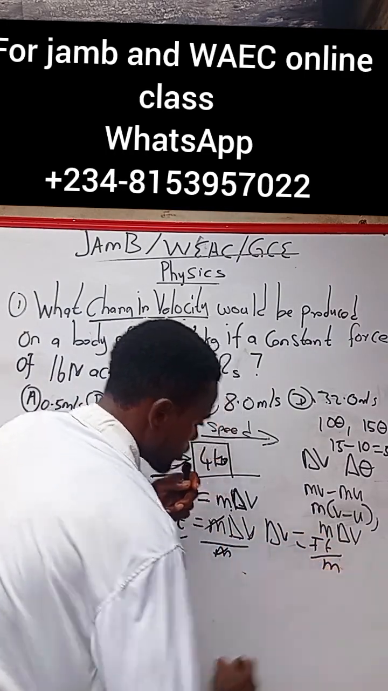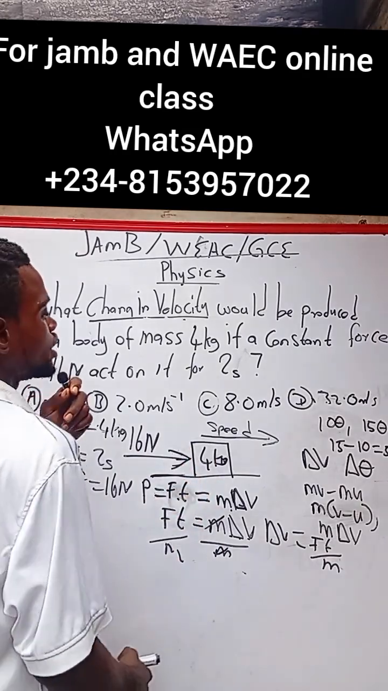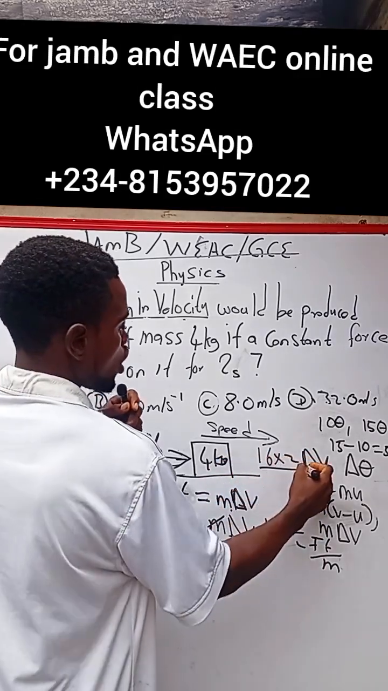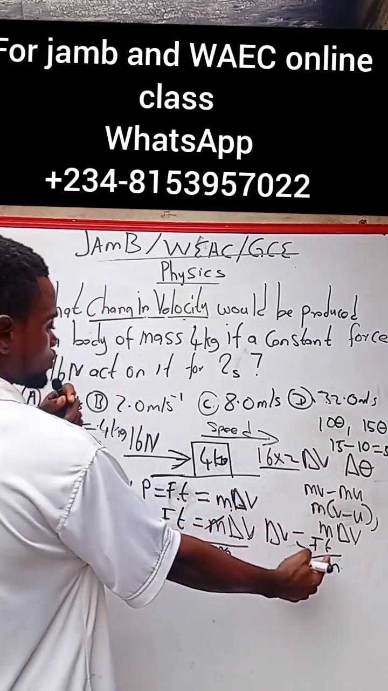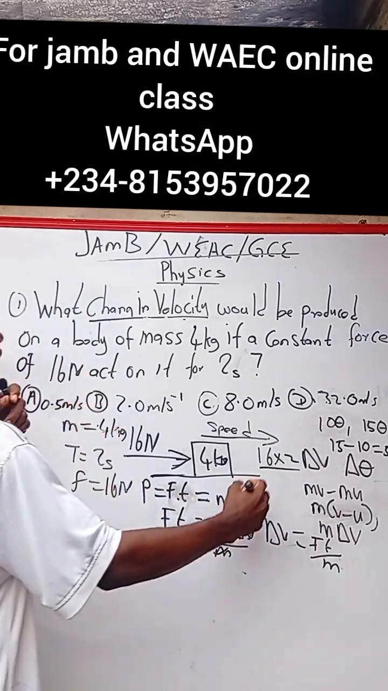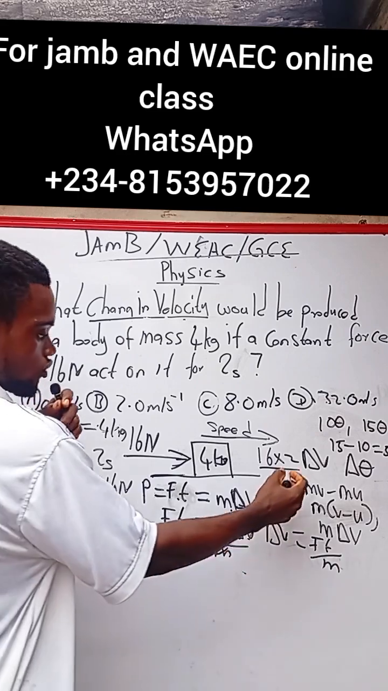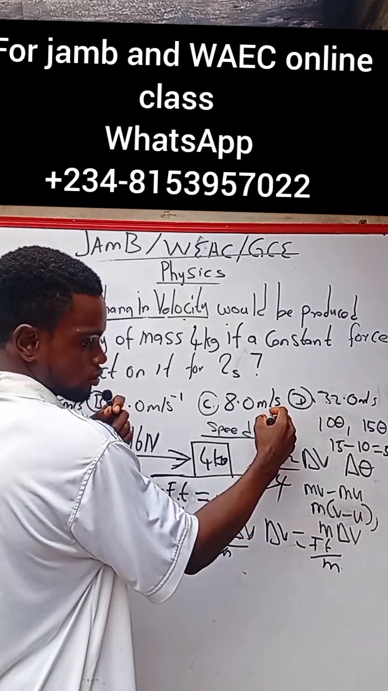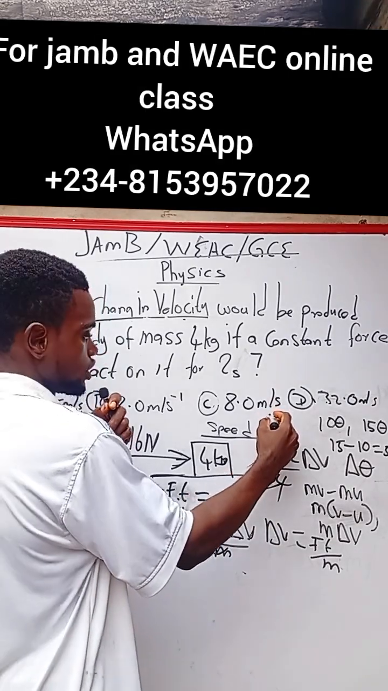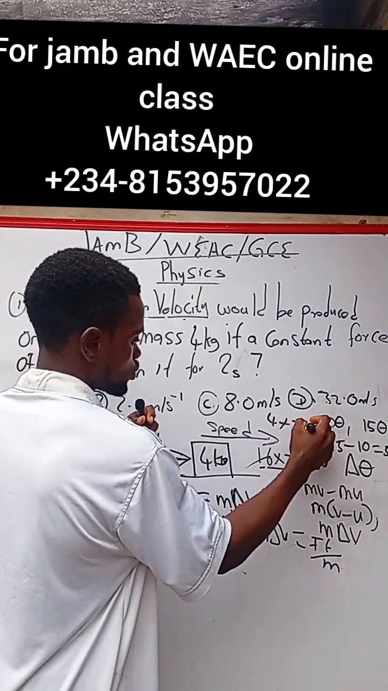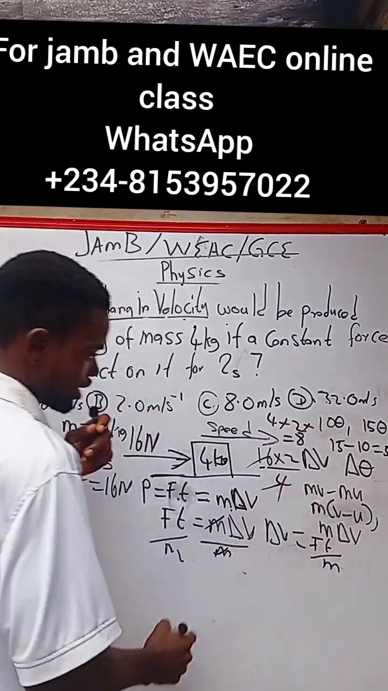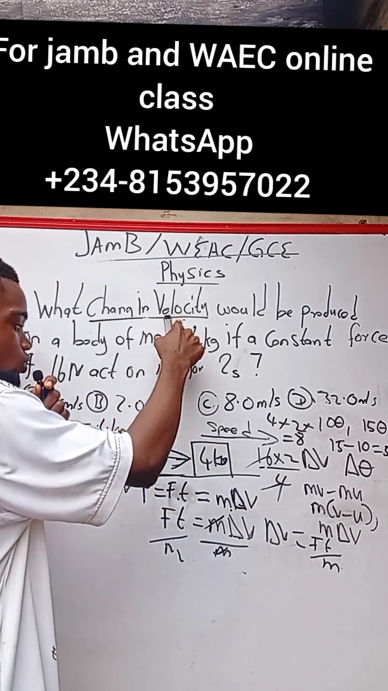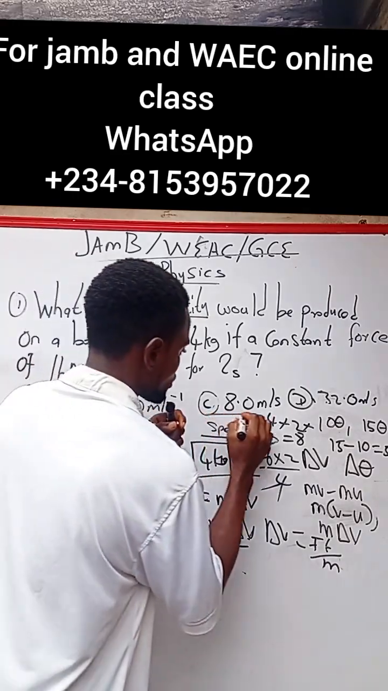Now, what is going to be the F? The F is 16, multiplied by the time, which is 2, all over the mass, which is 4. Now, 4 will divide 4 here, and 4 divide 16 here is going to give us 4. 4 times 2 gives us 8. And that 8 is in meter per second, because it is velocity. And 8 is option C.